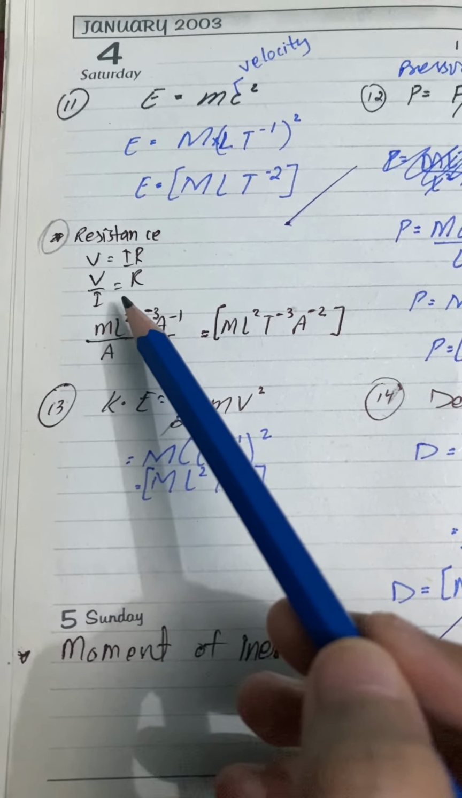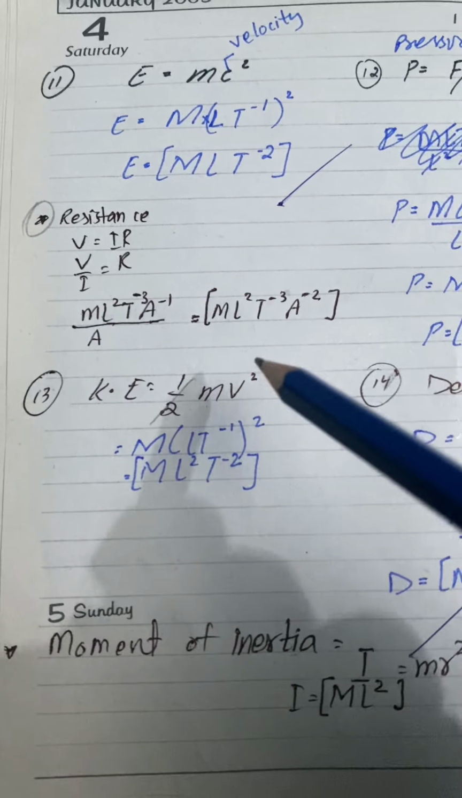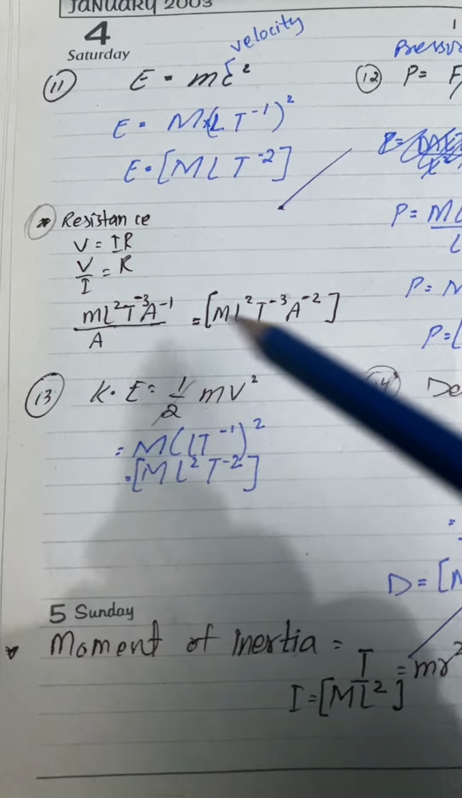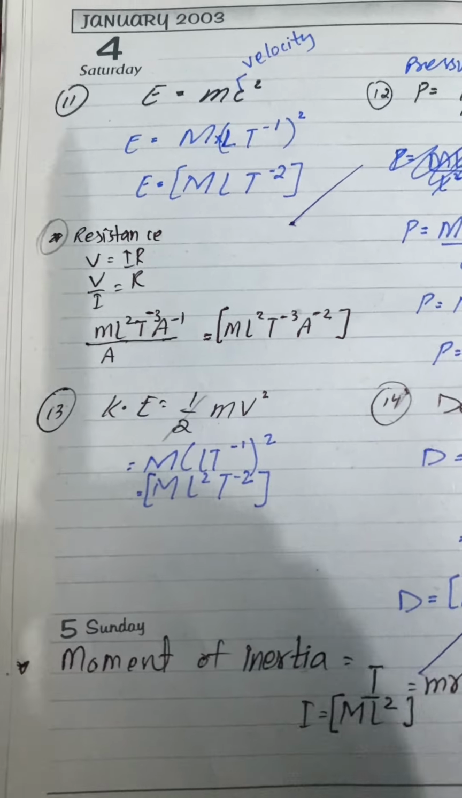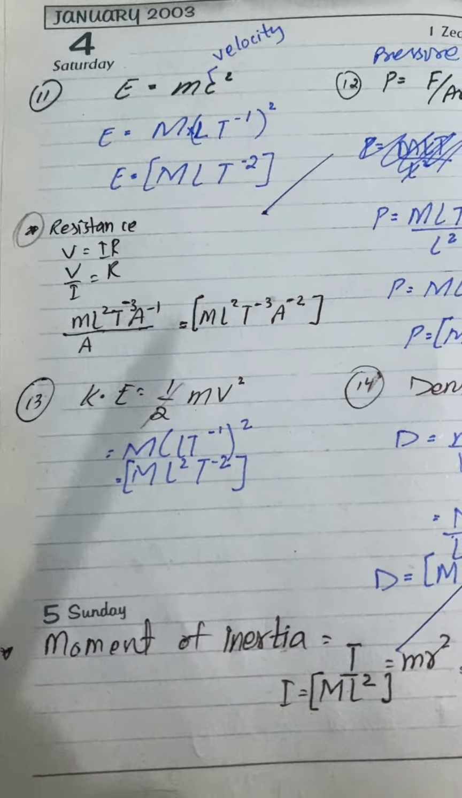current is denoted by ampere as A. So the dimension will be ML²T⁻³A⁻². This A will convert into minus 1 power, so it will be A⁻².